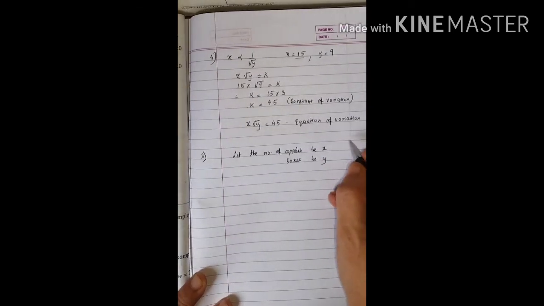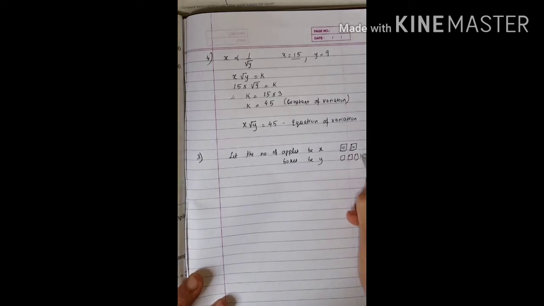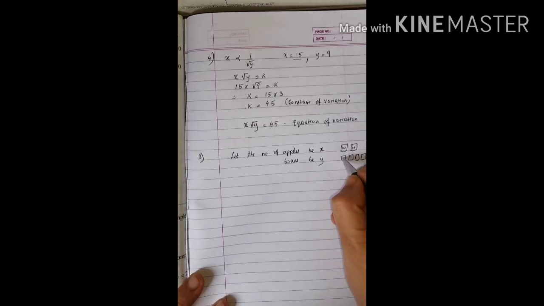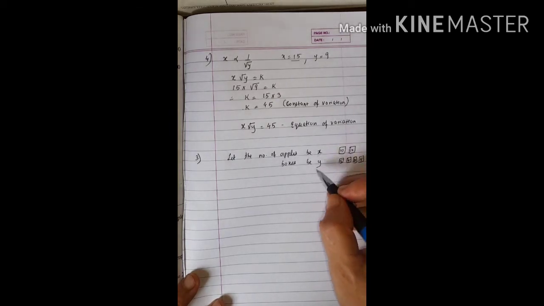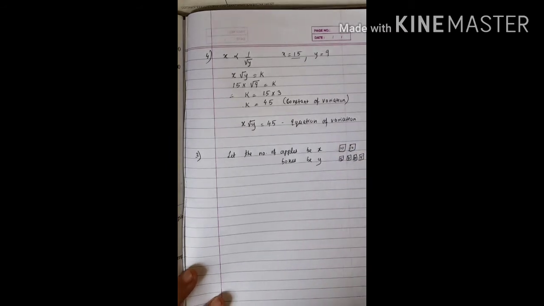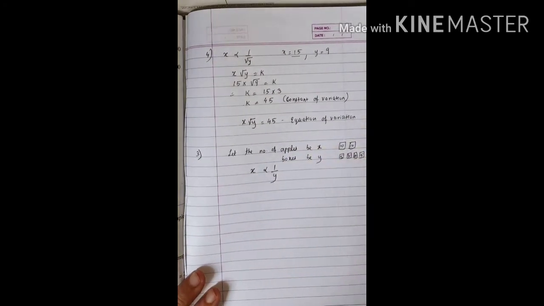Suppose I have 2 boxes, and in each box I have 10 apples, there are a total of 20 apples, right? If I make 4 boxes, then how many apples will I have? I will have 5 in each. Now what is happening here? The number of boxes has increased, but the number of apples in each box has decreased. So this is an example of an inverse variation. Okay, so we say that x varies inversely with y.